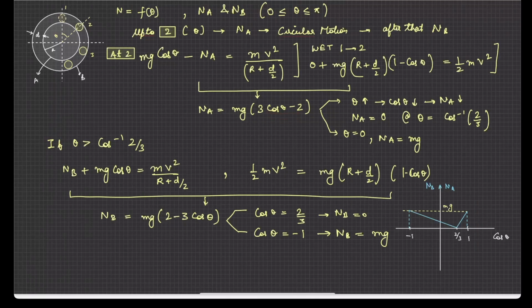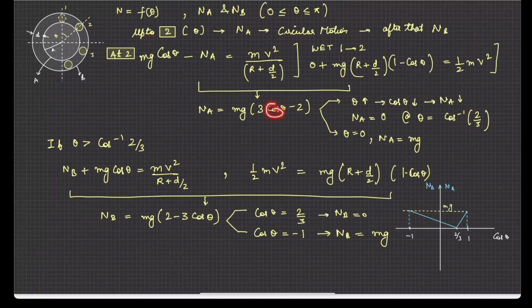Now as we know, as theta increases, cos theta will decrease, so Na will keep on decreasing. So that is the case: as theta increases, cos theta decreases, Na will decrease. So Na will get 0 at cos theta equal to 2 by 3.